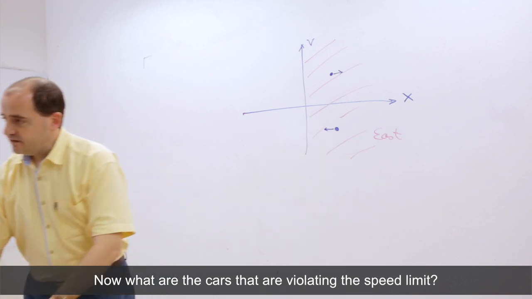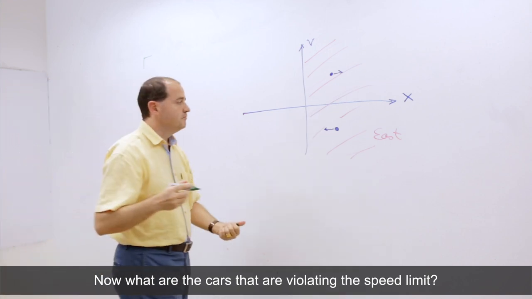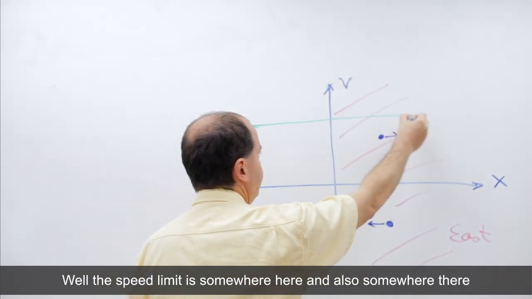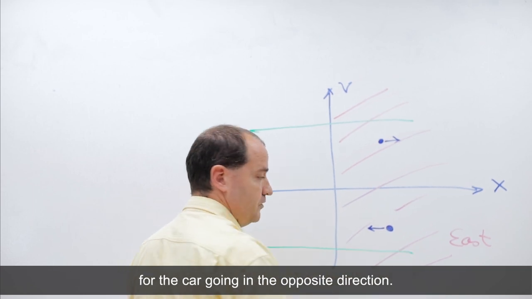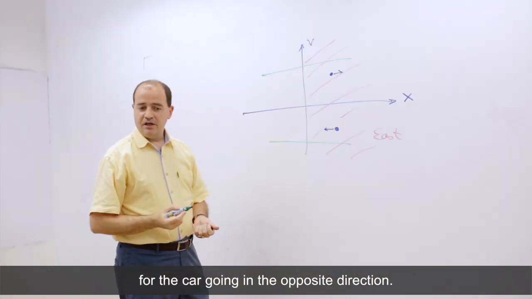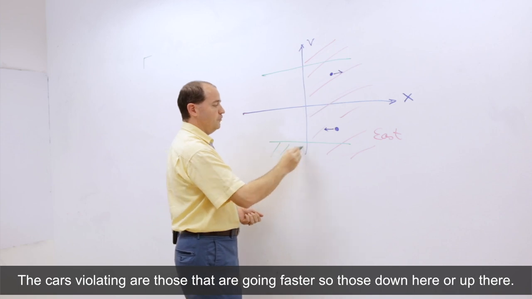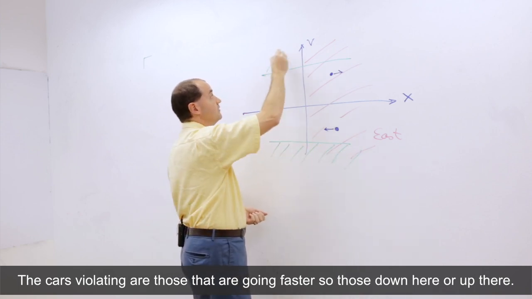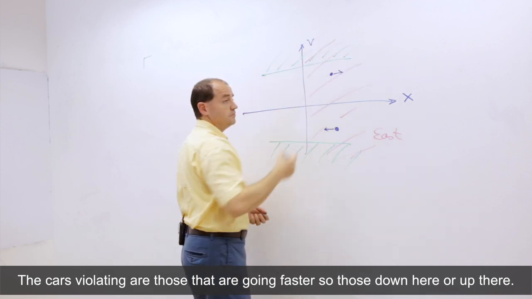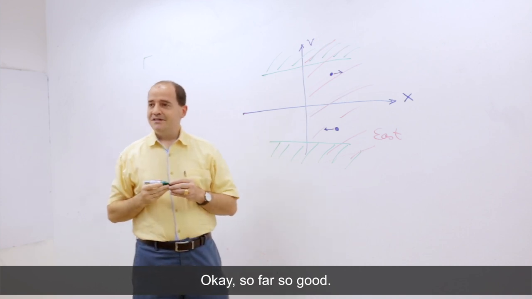Now, what are the cars that are violating the speed limit? Well, the speed limit is somewhere here and also somewhere there for the cars going in the opposite direction. And the cars that are violating are those that are going faster. So those that are down here or up there. Okay, so far so good.